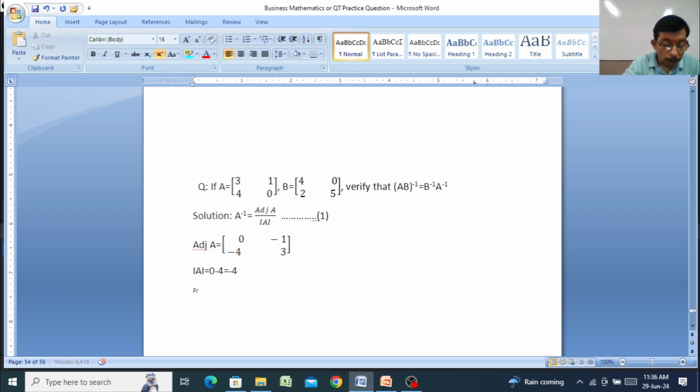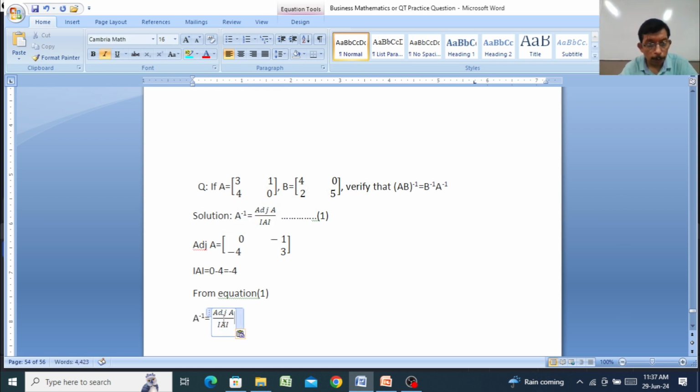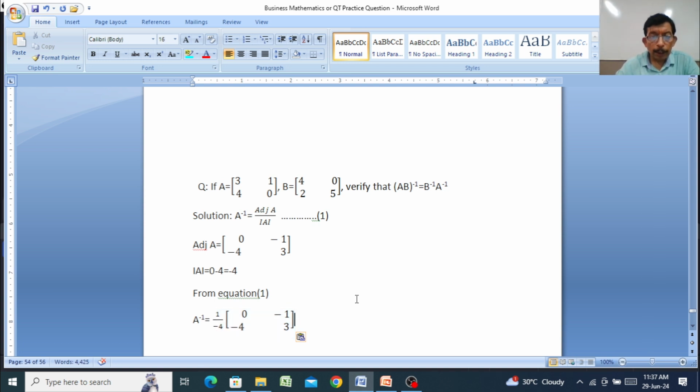Now we come to equation first. A inverse, adjoint A divided by determinant, equal to -4, and the adjoint A value is noted down here. This is the A inverse value.